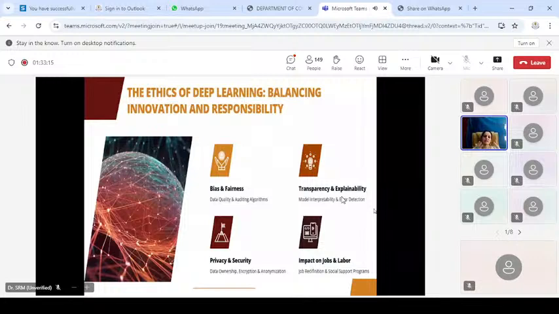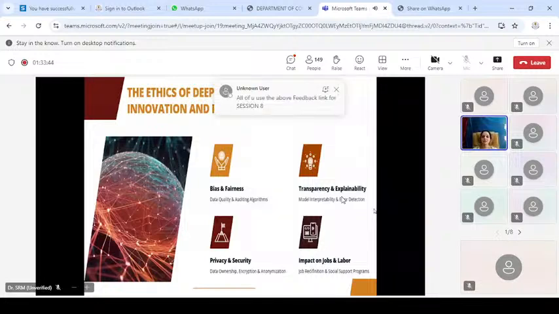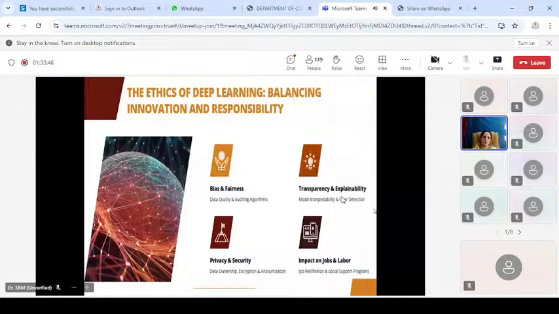So by now, we all have understood that the ethical landscape surrounding deep learning is intricate and multifaceted, necessitating ongoing attention from all the stakeholders involved. By prioritizing all these factors we have discussed, we can ensure that these powerful technologies will benefit society as a whole rather than just a select few. Does that sound right, respected delegates? Yes? No?